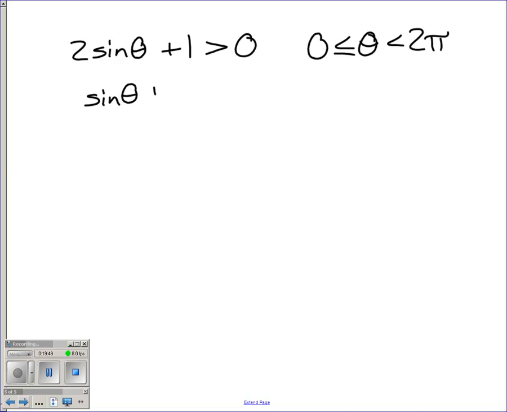Sine of theta, 2 sine of theta, is greater than -1. We'll do that one first, and then divide both sides by 2 and get sine of theta is greater than negative 1/2. Now let's think about this for a second.